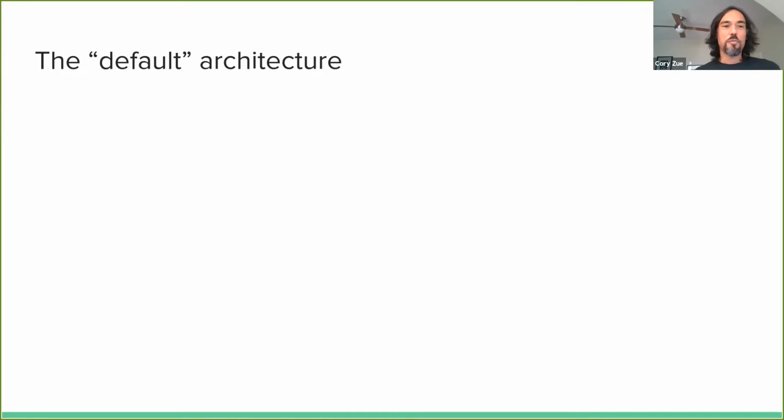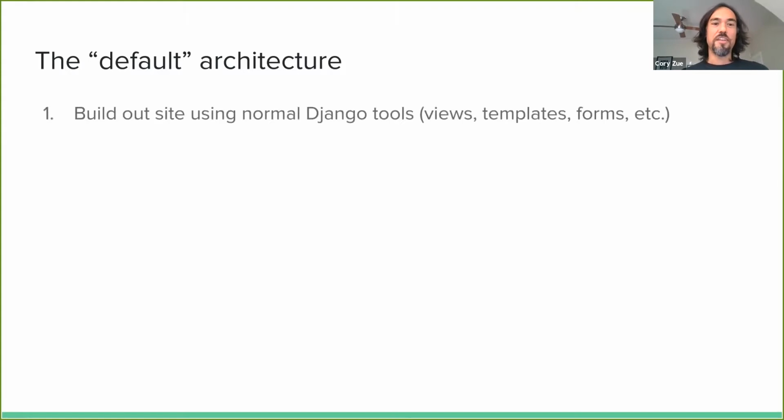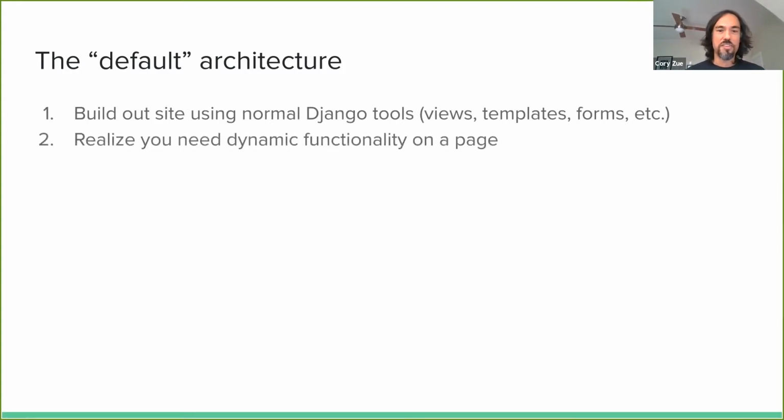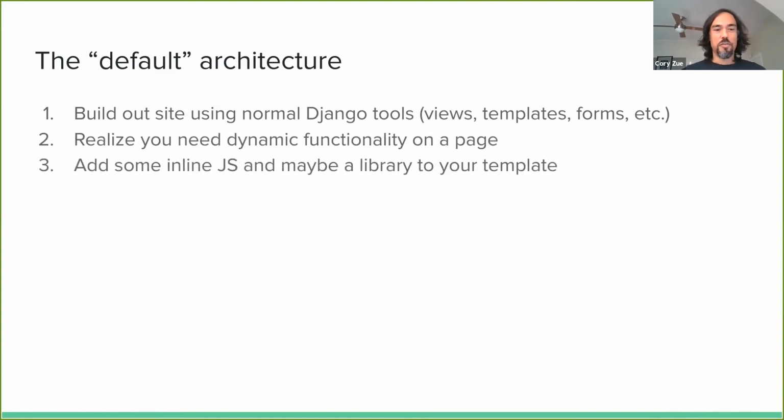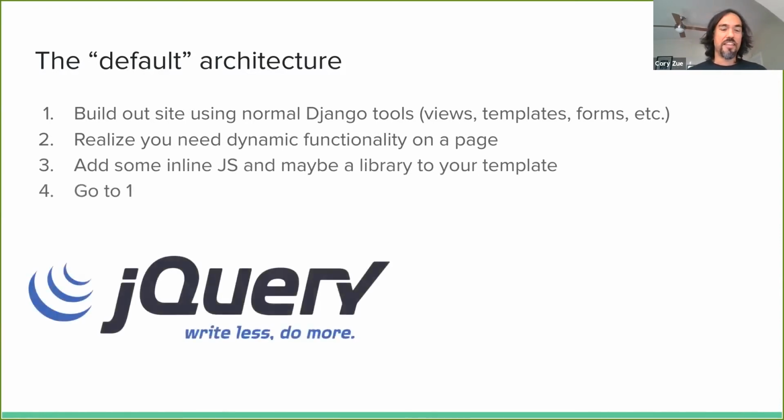I'll start with what I consider to be the default architecture for a Django project, which is you build out your site using your views and your templates and your forms. You realize at some point that you need something dynamic to happen on a page. So you throw some inline JavaScript into your template, maybe a library or 2, and then repeat. These projects are often using jQuery, at least 5 or 10 years ago. These days, they might be using something different like Alpine.